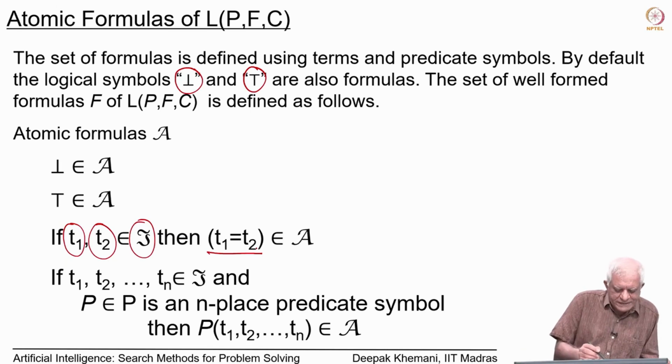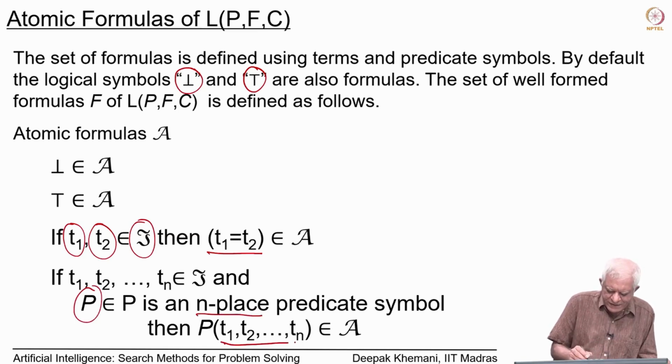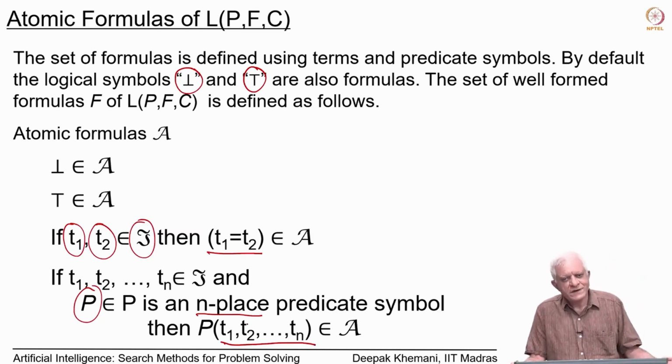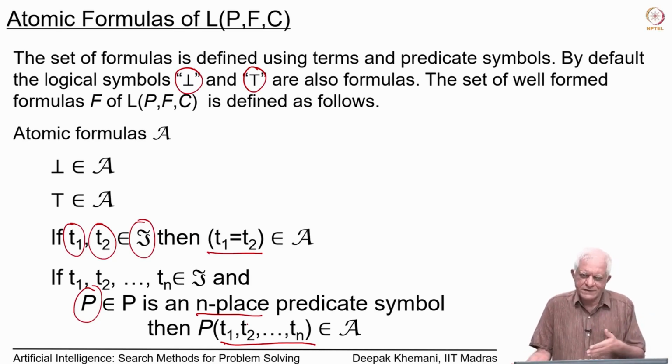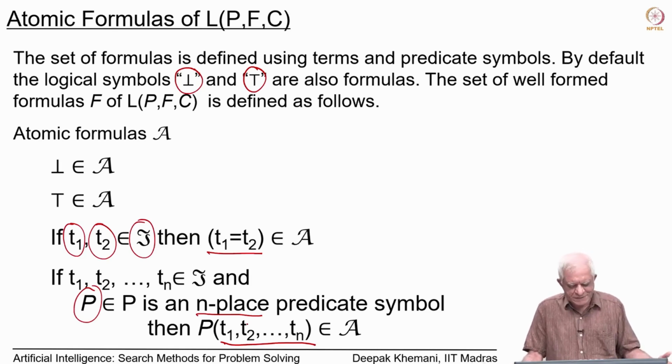The other kind of atomic sentences are made up using predicate symbols. So, if P is a predicate symbol and it is an n-place symbol, which means the arity is n, then it can take n terms as arguments, and it becomes an atomic formula. So, for example, brother of Suresh, Ramesh: it takes two terms and it becomes a sentence, and being a sentence, it is either true or it is not true. It depends on whether Suresh is really the brother of Ramesh or not.